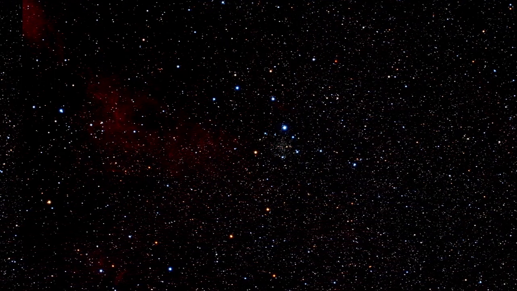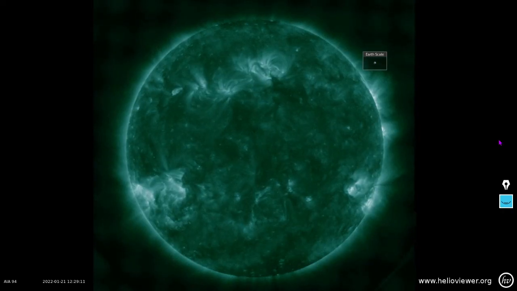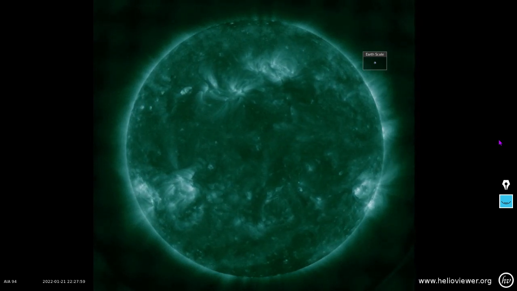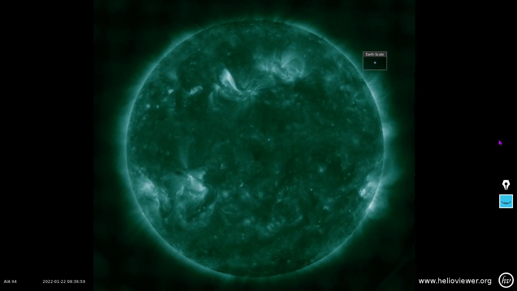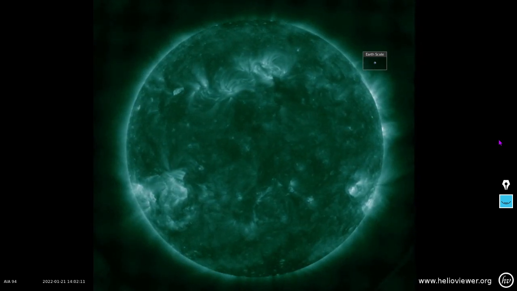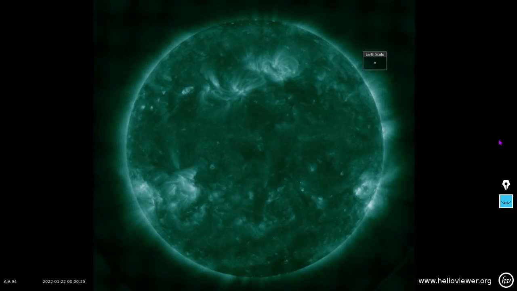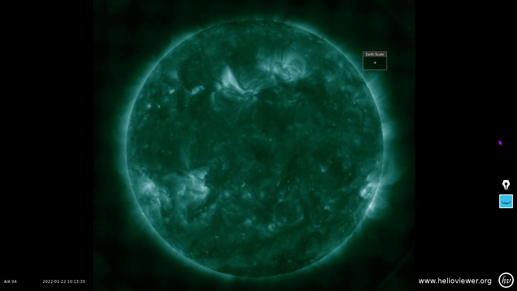Let's see what the sun has been up to today for the past 24 hours. Here's the closest star in 94 angstroms. If you're wondering what the different wavelengths are, they're different spectral states. They're different emissions of ultraviolet radiation by specific atomic species. So this one is 94 angstroms.